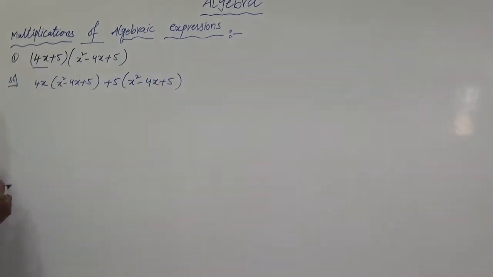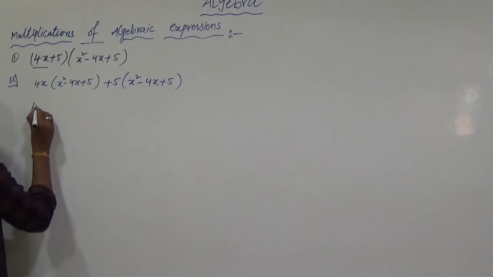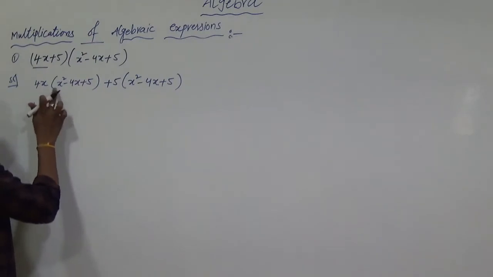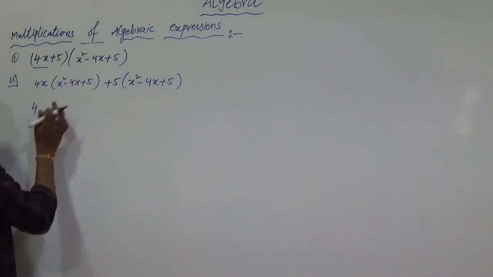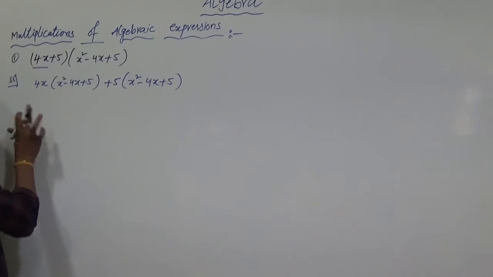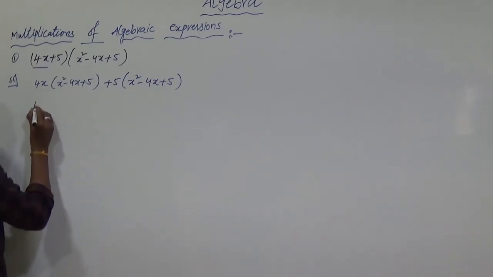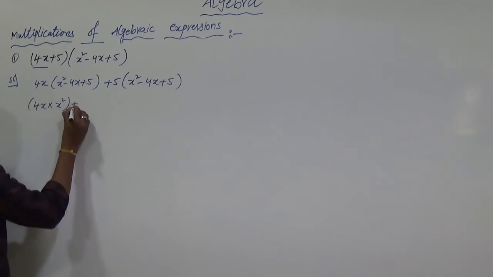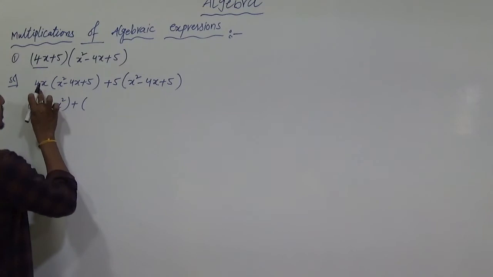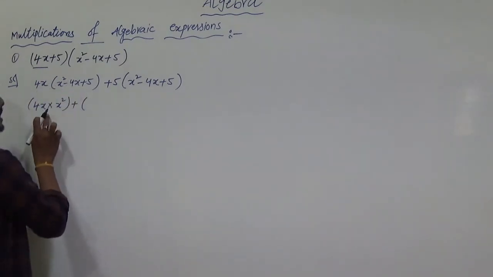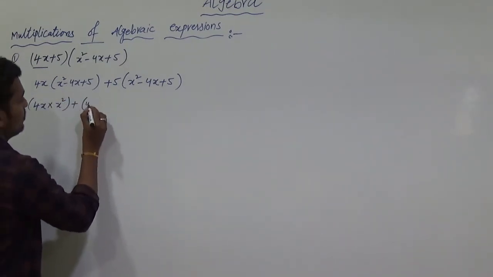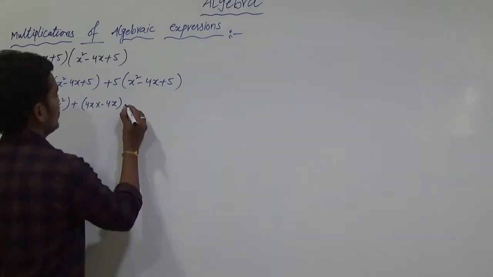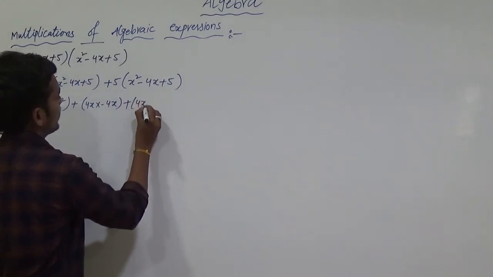Now we are multiplying. Here number 4, x into x square. I am writing directly. I am not writing 4x into x square plus again 4x into. I am writing the first as this is the first problem; after that I won't write it out. Here first term into first term, first term into second term, first term into third term. The same way, 4x into minus 4x, plus 4x into 5.